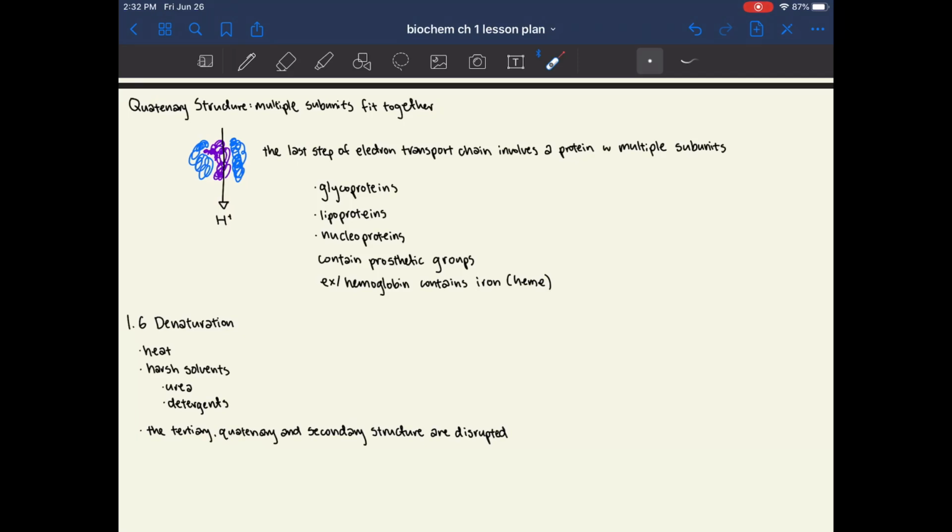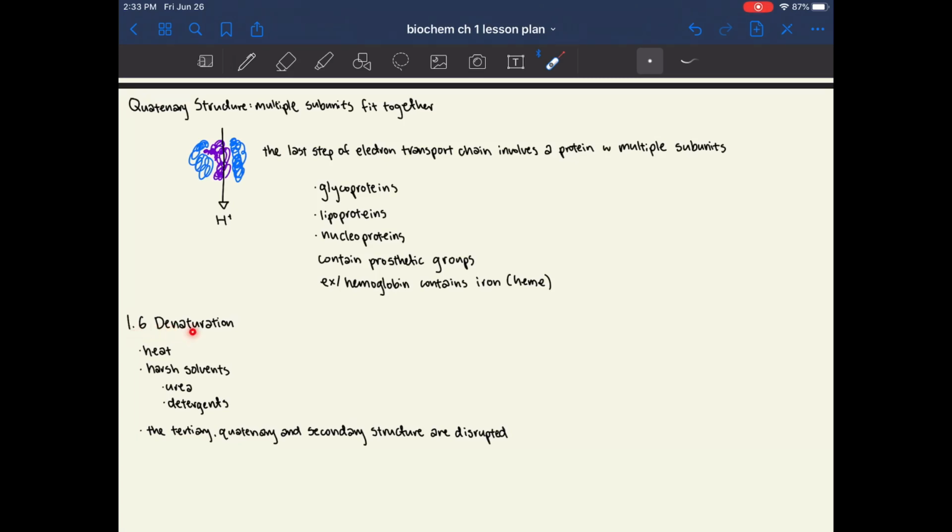Other examples of quaternary structure are when proteins are attached to things that are not proteins. When this happens, these are called prosthetic groups, and some examples are glycoproteins, which are when a sugar is attached to a protein, lipoproteins, which are when a lipid is attached, nucleoproteins, which are when a nucleic acid is attached, and metals can also be attached. Hemoglobin contains iron, and that's why it's called hemoglobin, because another word for iron is heme.